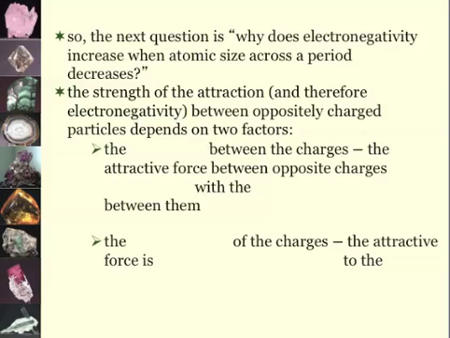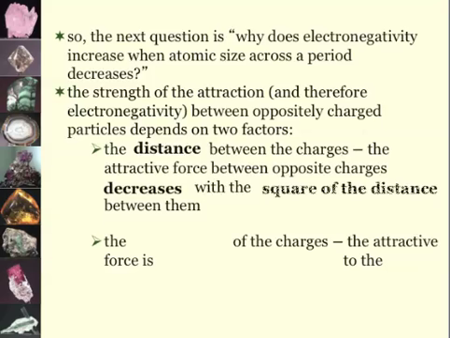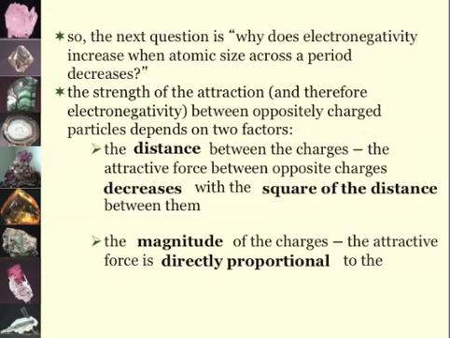The reason is that the strength of the attraction, and therefore electronegativity, between oppositely charged particles depends on 2 factors. It depends on the distance between the charges, so the attractive force between opposite charges decreases with the square of the distance between them, and the magnitude of the charges, so the attractive force is directly proportional to the amount of charge. We're going to dive a little deeper into that in the next video.